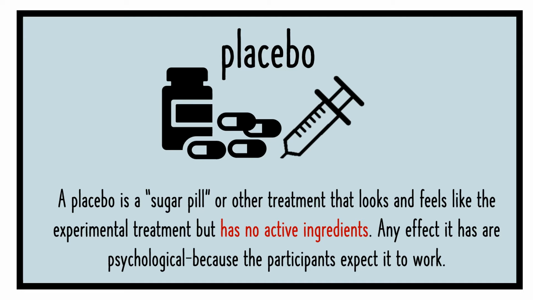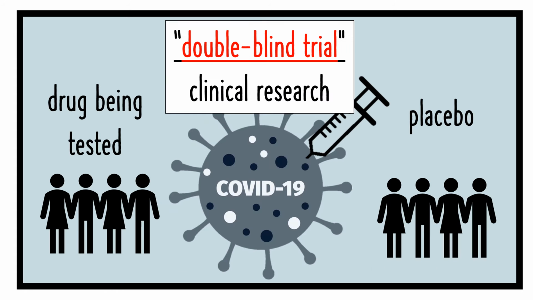Any effect it has is psychological because the participants expect it to work. A double-blind experiment gets its name because both the researchers and the participants are blind during the test. Nobody knows until the experiment has finished which group got the treatment and which group got the placebo. That helps prevent people's expectations from distorting or twisting or changing the results.